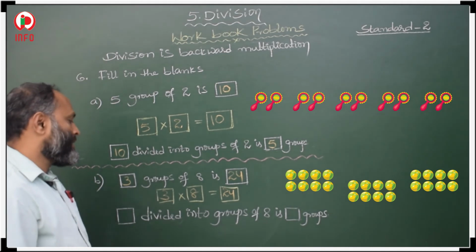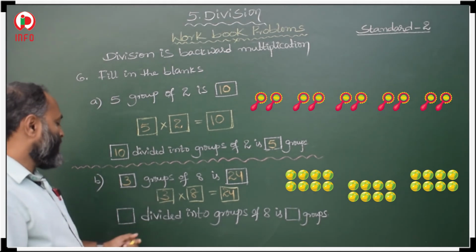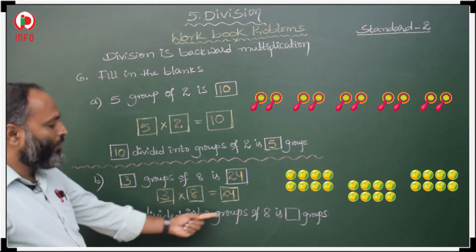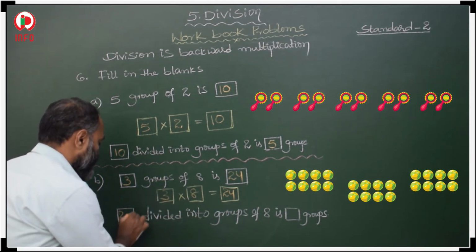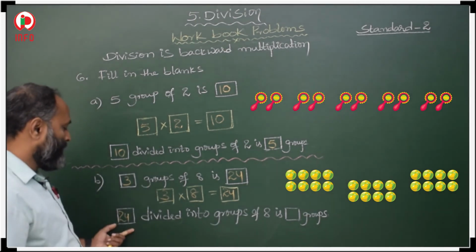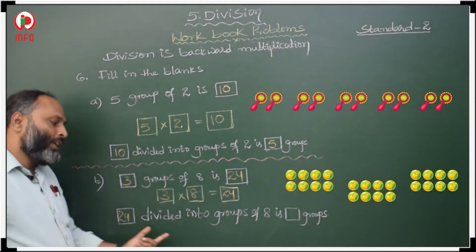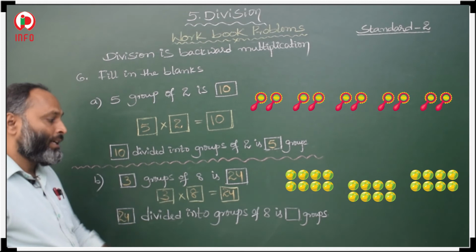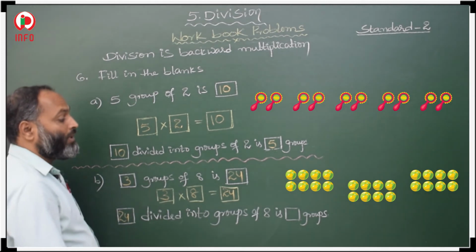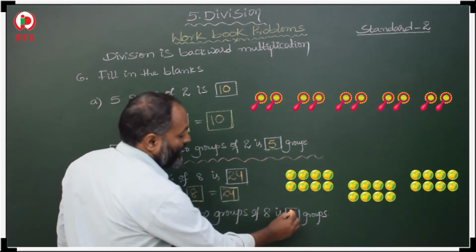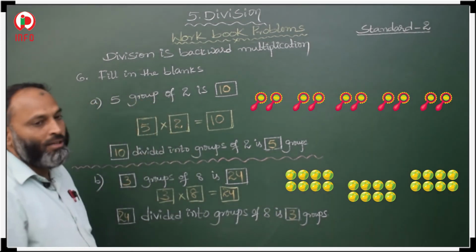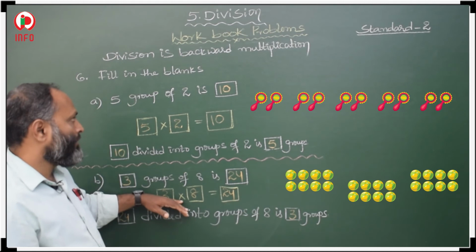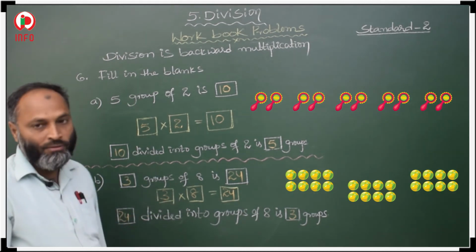Next, in the division, total how many balls? 24 balls. These 24 balls are divided into groups of 8. Then how many groups can we form? We can form 3 groups, 1, 2, 3, 3 groups we have. So that we have to write. Okay, so this is the multiplication fact, this is a division fact.